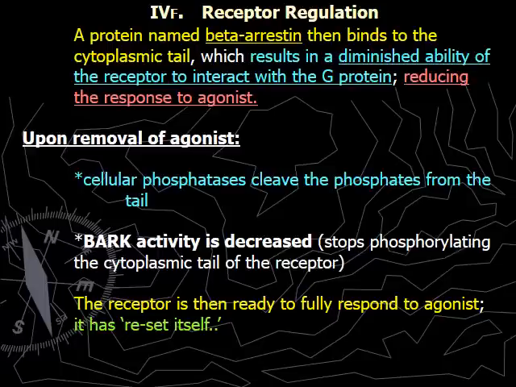Another player we're going to discuss in the picture that's coming is the G protein itself. Another term you're going to hear is cellular phosphatase, an enzyme that cleaves phosphate groups. That's also present in the cell. We haven't really talked about it yet. And there's going to be another protein in this mechanism called BARK. We haven't talked about that protein either. BARK stands for beta-adrenergic receptor kinase.